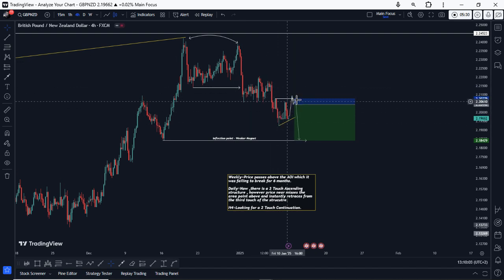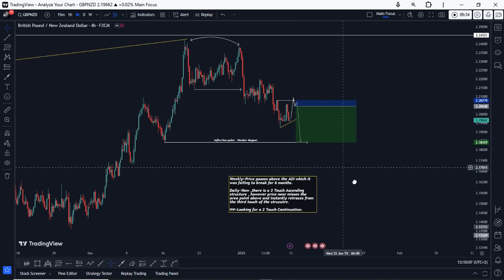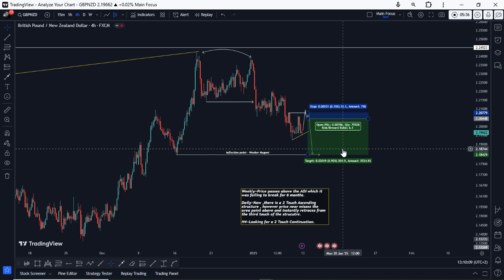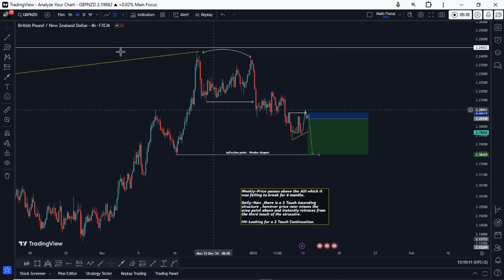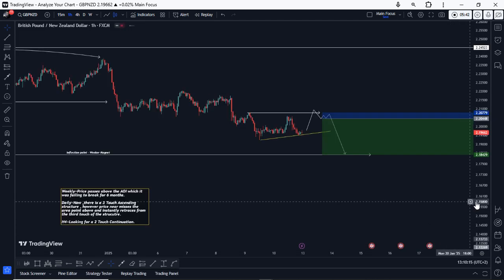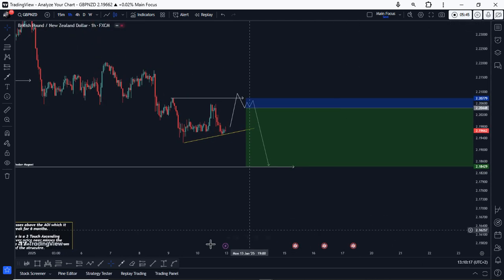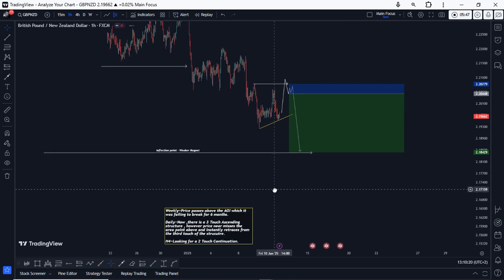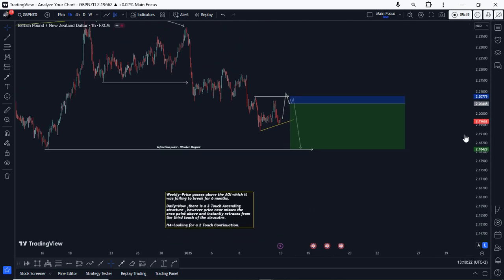And I'll be looking for a two touch into this area points and looking to be playing this for 6%, taking a risk entry on an insurance entry will be my plan right here. And this is what I'm looking into on pound New Zealand.